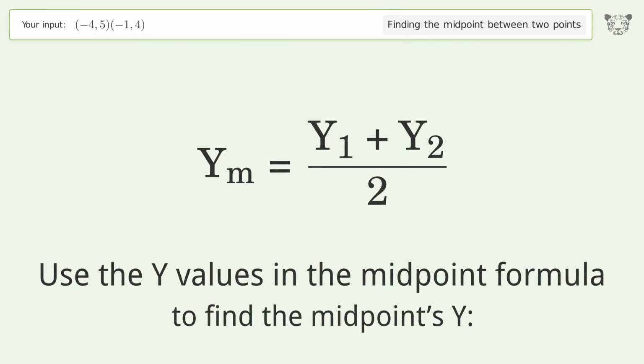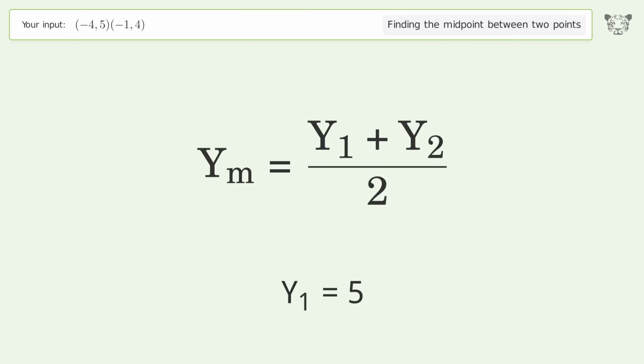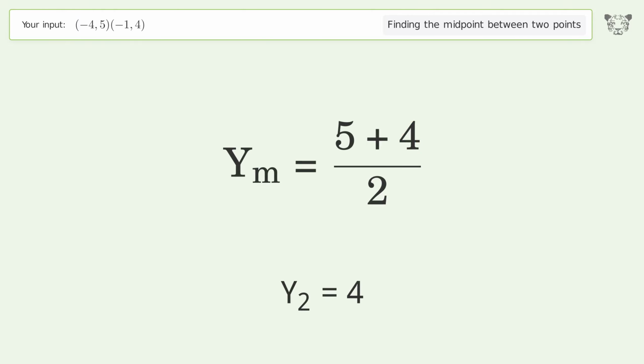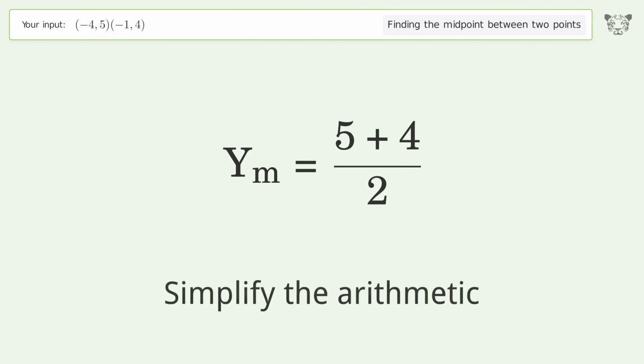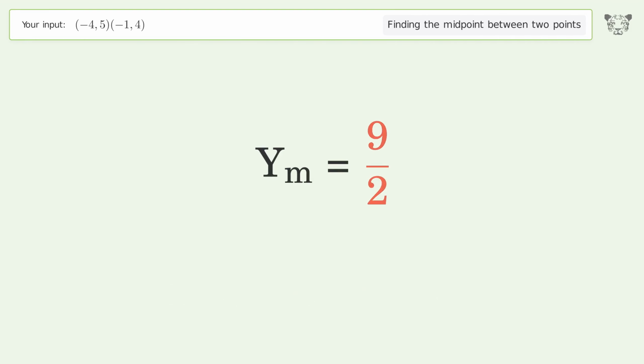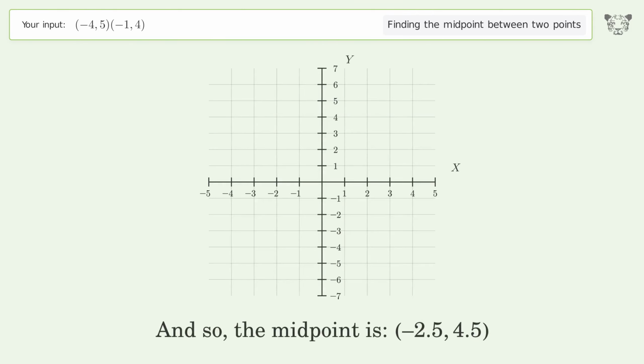Use the y values in the midpoint formula to find the midpoints y. y1 equals 5. y2 equals 4. Simplify the arithmetic. And so, the midpoint is negative 2.5, 4.5.